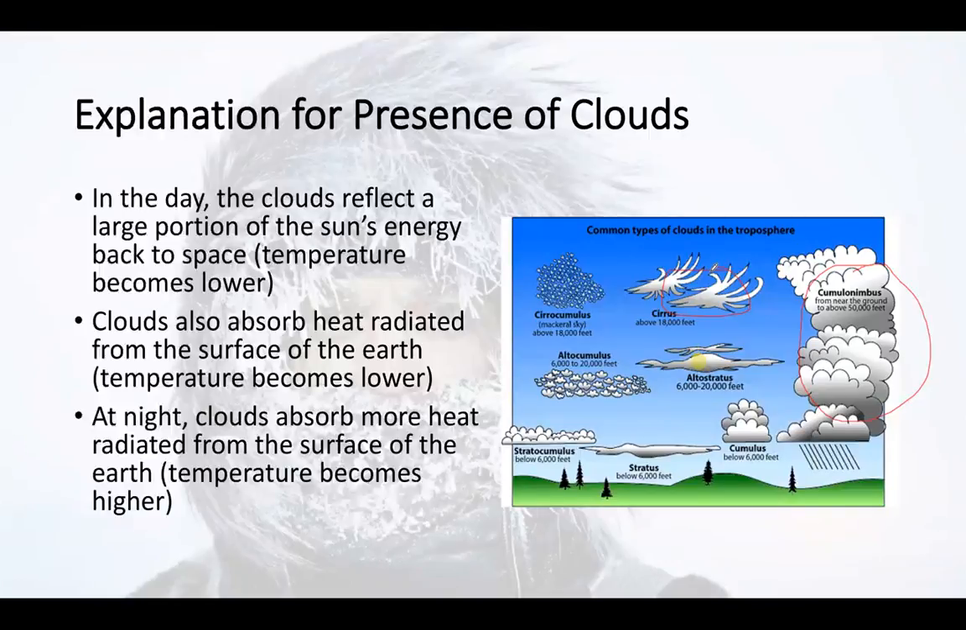If there are a lot of clouds at night, they will actually absorb more heat radiated from the surface of the earth. It does not allow the radiation to escape from the earth back into the atmosphere and past it. Hence, during the night time, temperature will become higher. So what does this mean?